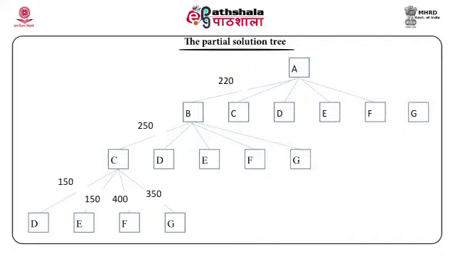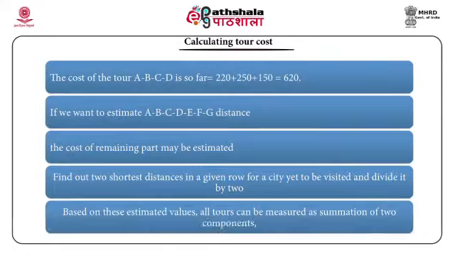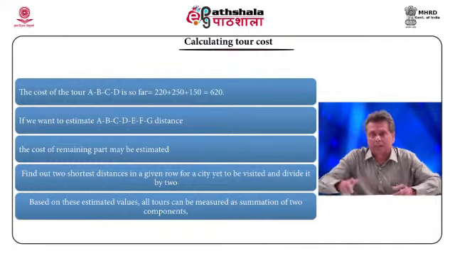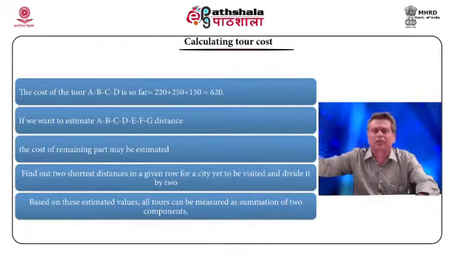Okay, so this is basically the process. Remember, the tour cost, for example, in this case, ABCD is so far 220 plus 250 plus 150, that is 620. And we want to estimate ABCD, EFG. Now, EFG, you just calculate using the simple heuristic that I talked about, that table, and find out. Now, you may ask me, in this case, why do you want to estimate EFG? You can just calculate it like you have done here.